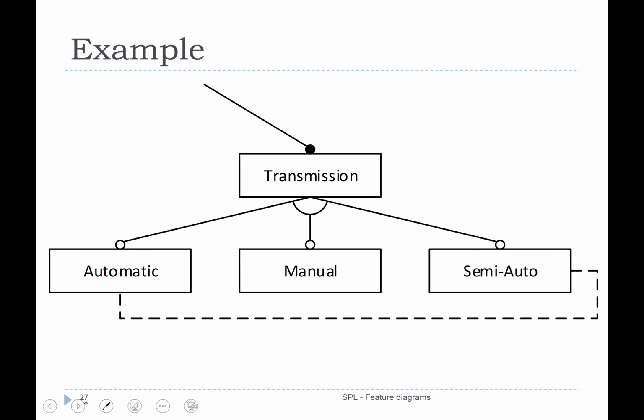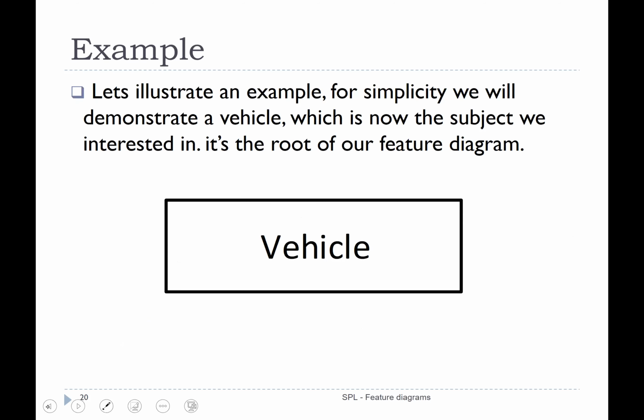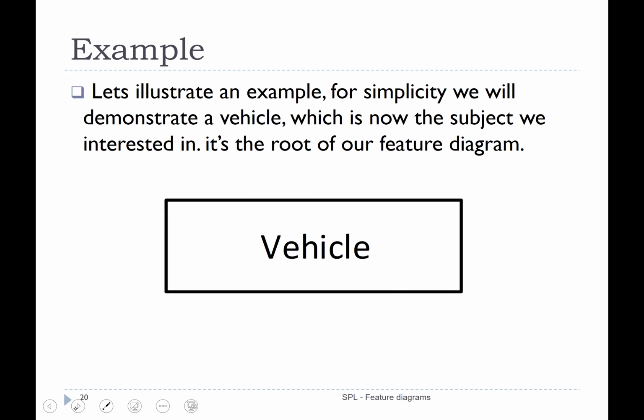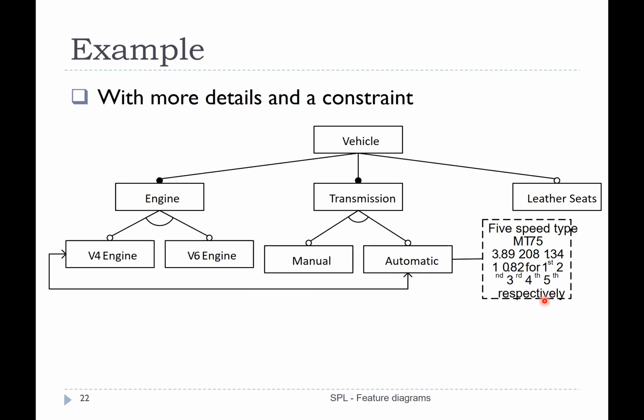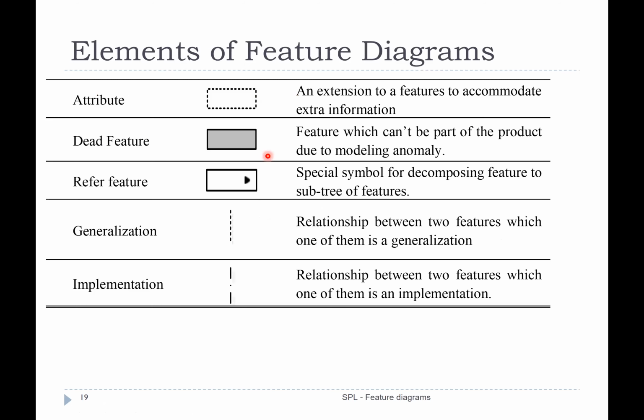All right. Now I'm going to go back here for a second. Those three over here, we've covered already. This is the attribute, the dotted one. It's nothing but a piece of information, just a textual note. This is a dead feature, and this is what we call a refer feature with the play button on the side. Like I said, the refer feature is what you would double click on and go to a completely different diagram.